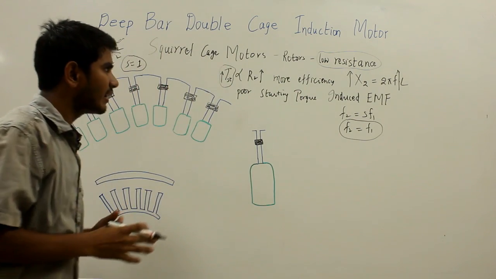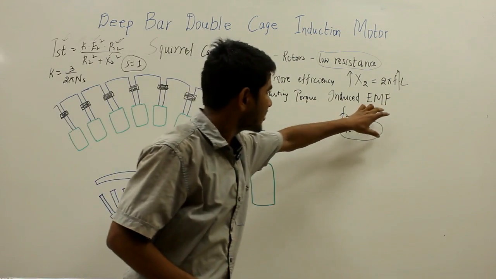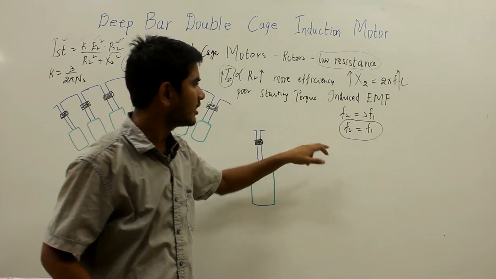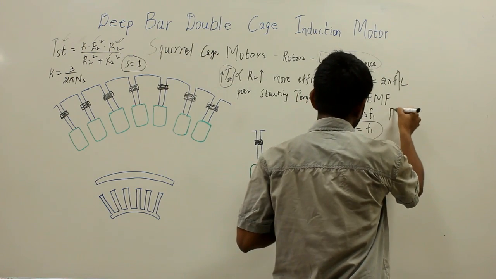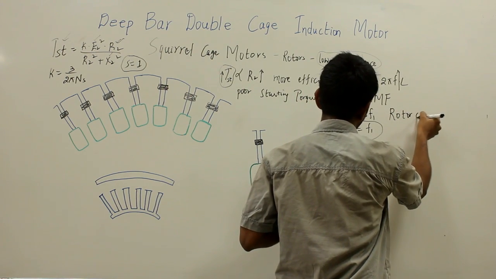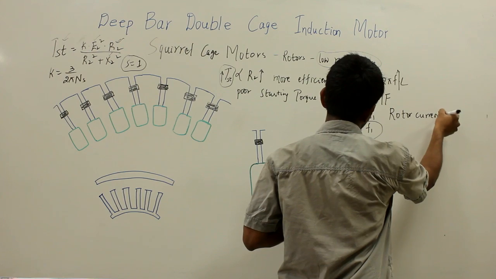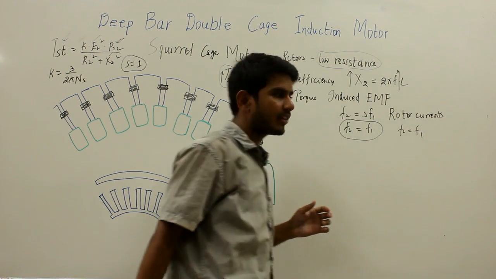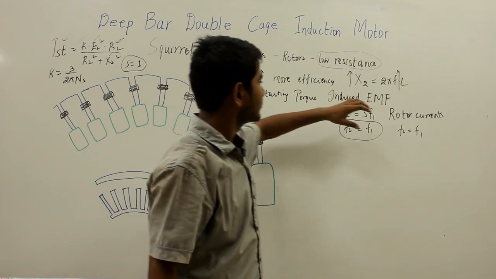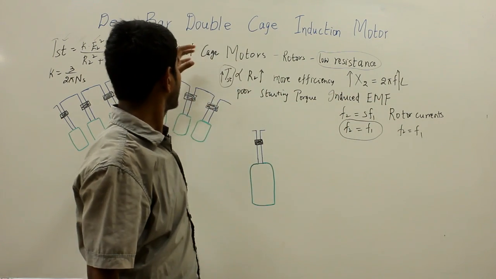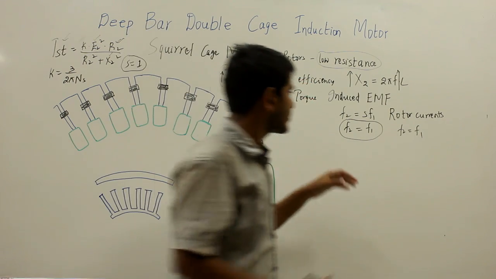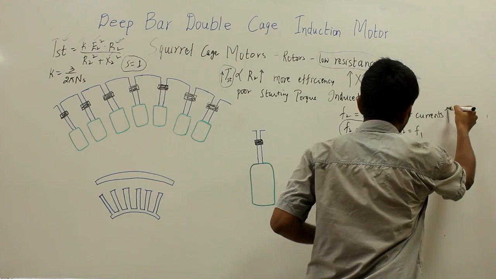As the induced EMF frequency is equal to the supply frequency, your rotor currents will also have a frequency equal to the supply frequency. And as the rotor bars of your squirrel cage induction motor have a low resistance value, you will have a high rotor current.